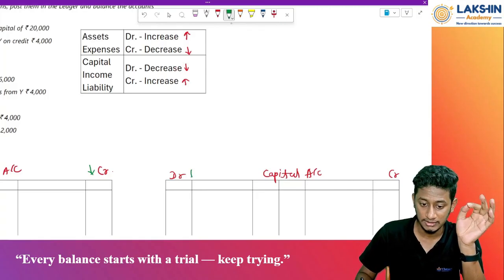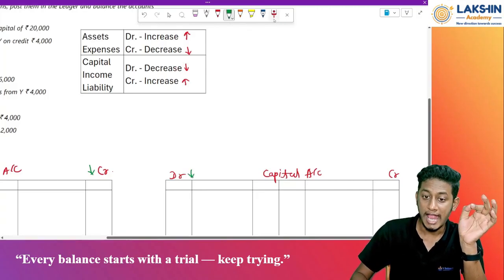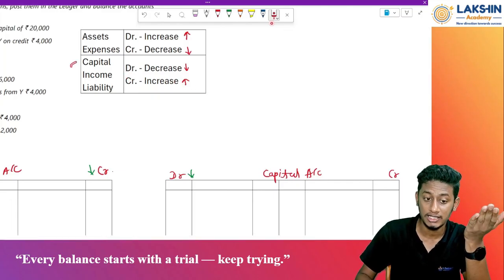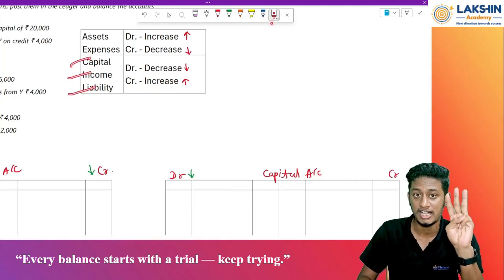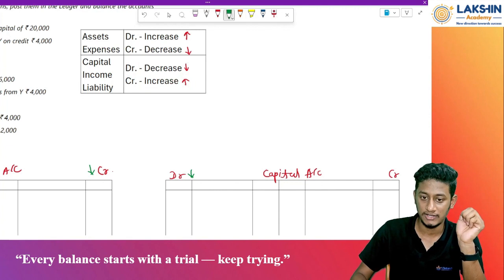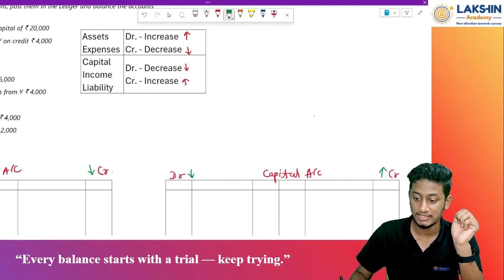So I can just mark it as a downward arrow. Any entry I pass on the credit side will increase the value of the capital account, income account, or the liability account, whatever it can be out of the three. Any entry I pass on the credit side will increase the balance, any entry I pass on the debit side will decrease the balance. So therefore, anything I pass on the credit side will increase the balance.